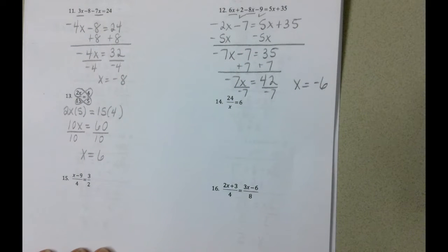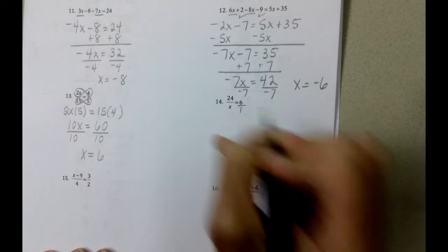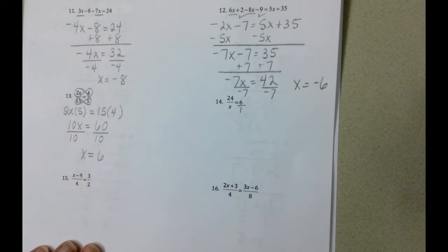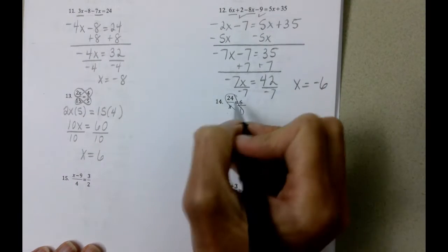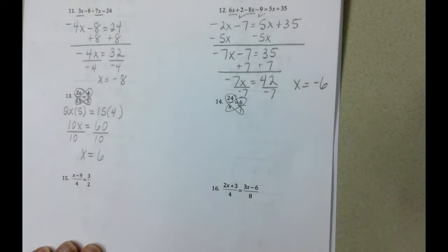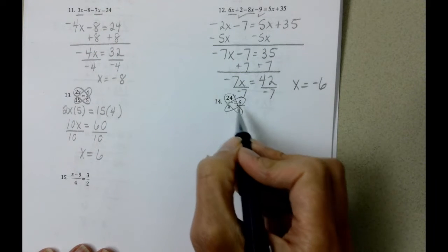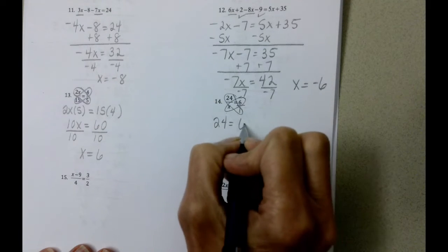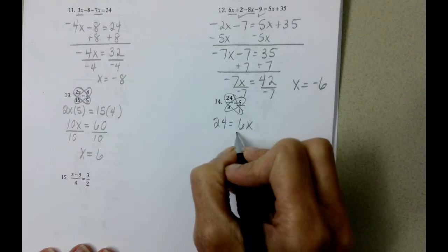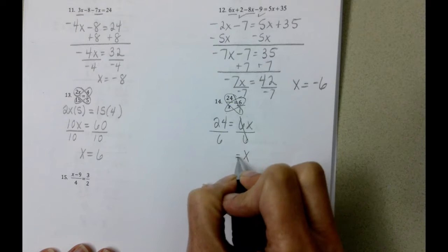And even though on problem number 14 we've got a fraction on the left but we don't have a fraction on the right, we can write the 6 as a fraction by writing it over 1, and then we can do the same thing. Not the only way to do this problem, but just giving you another method to help you solve equations. 24 times 1 is 24. x times 6 is 6x. And then we can divide both sides by 6, and we get x equals 4.